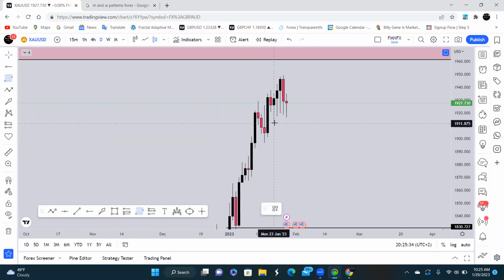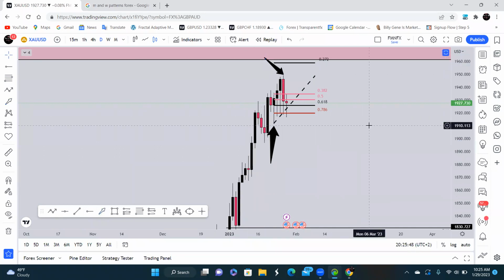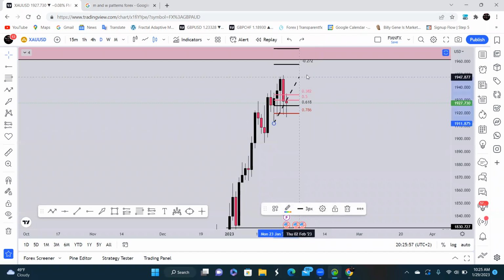And that's why I had our new fib. What do I do with the fib? I literally just took it from this swing low right there to this high right there. Swing low to swing high. That's all I did. And I dragged it across.